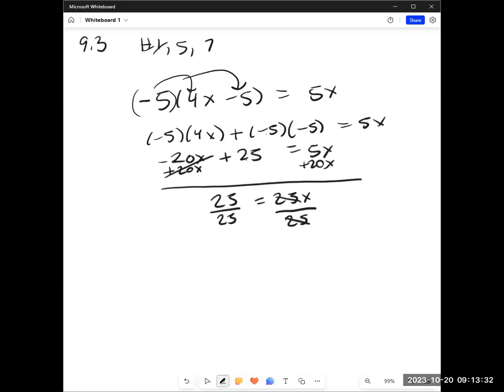And so my x is on the right. 25 divided by 25 is 1. If 1 equals x, then I can say x equals 1, since my answer box is usually written with my variable on the left.